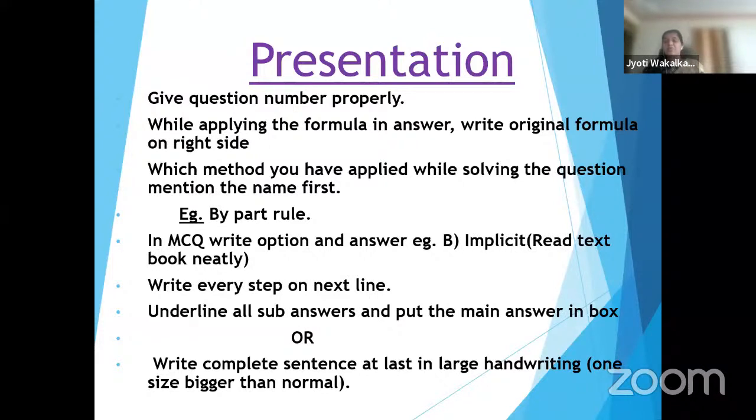Ayushi, we will see your question afterwards. For rough work, extra sheet is not provided. You will write your rough work on last page.